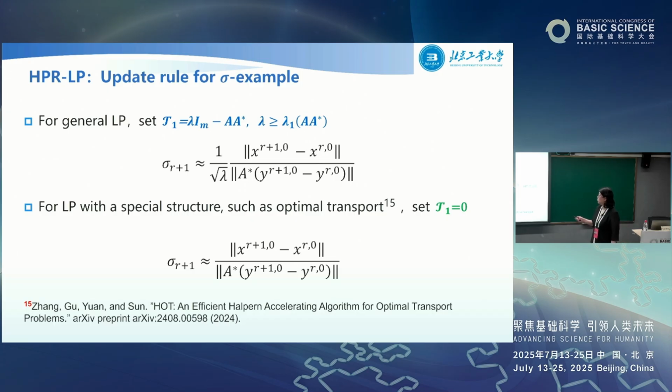And based on this choice, our sigma has a simple form. If the LP has special structure, such as the OT problem, the operator T1 can be 0, and this sigma can be even simpler. So although we do not have an exact solution, we get an inexact solution, we still can be faster and achieve the optimal solution.